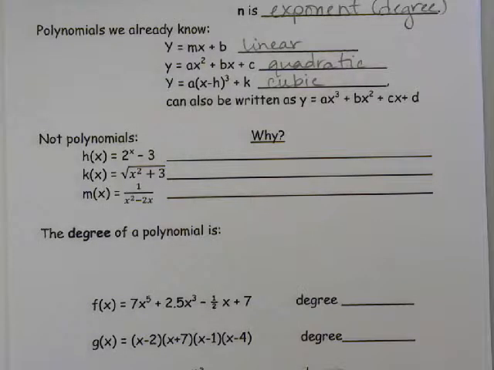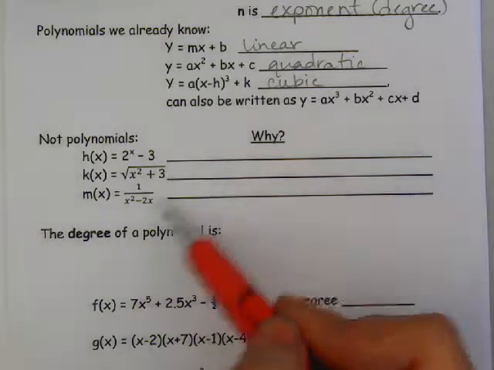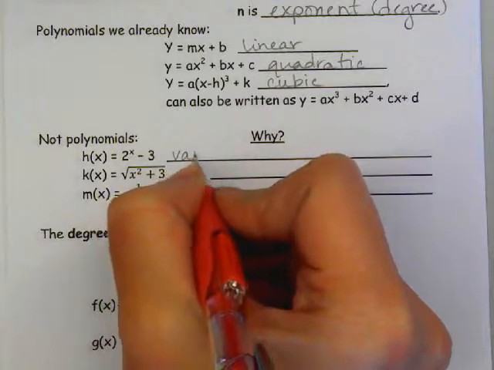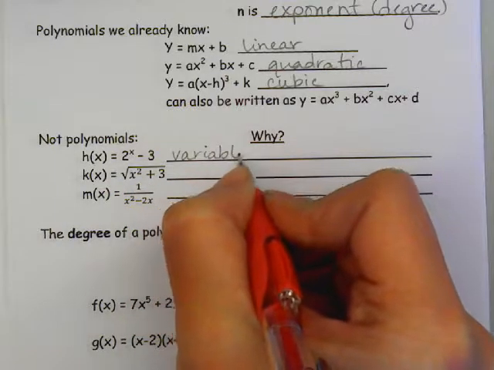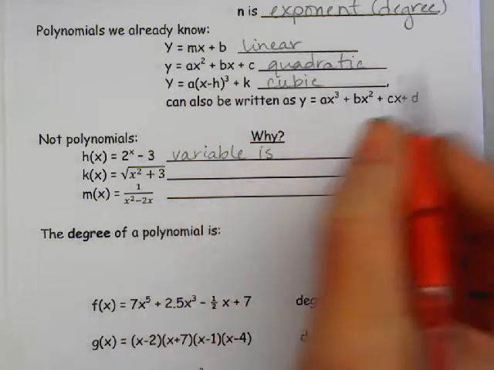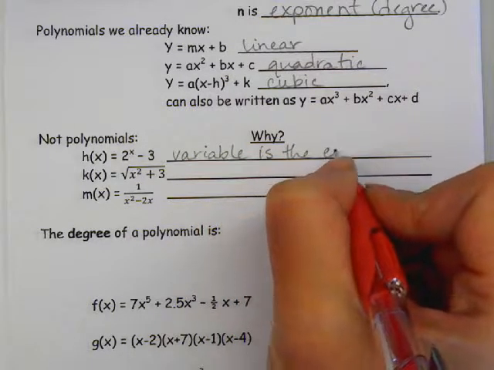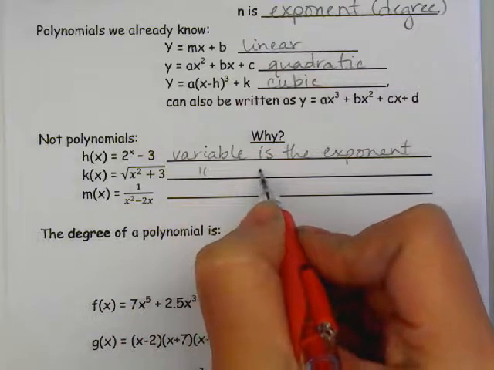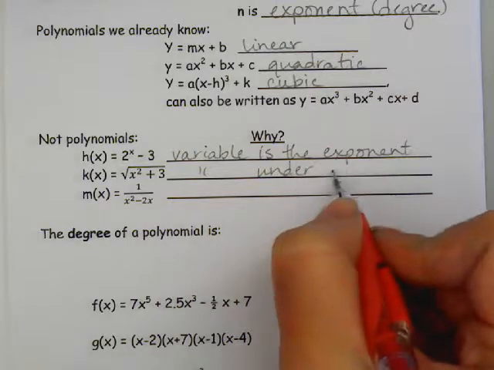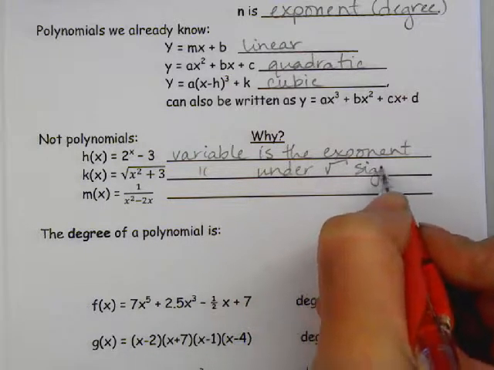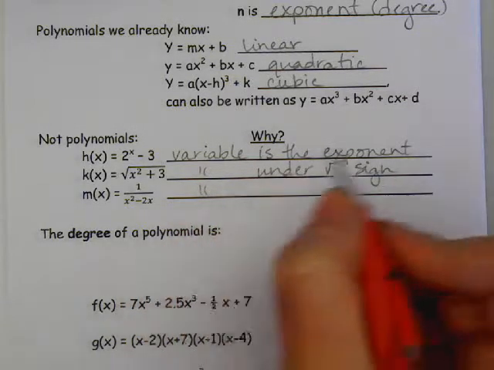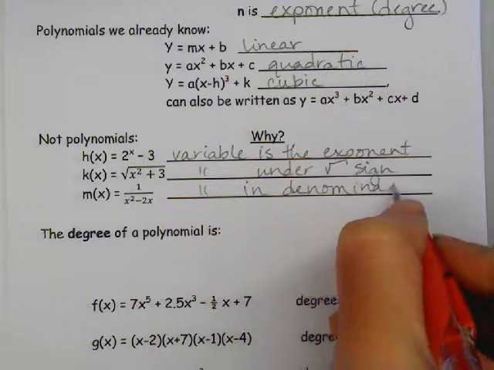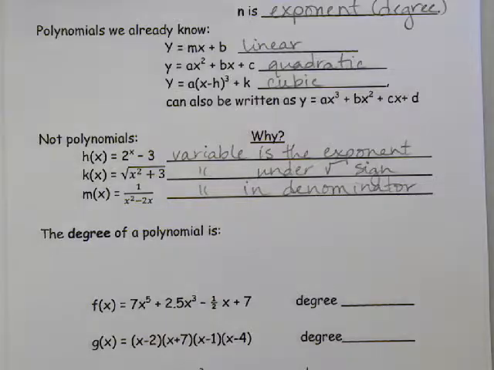The following are not polynomials for a number of reasons. None of them can be written in this standard form. The variable is in the exponent for our exponential, so it's not a polynomial. The variable is under the square root sign, so again, not a polynomial. And the variable is in the denominator, so once again, not a polynomial.